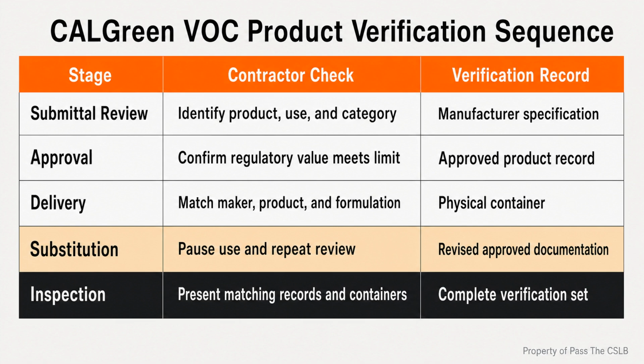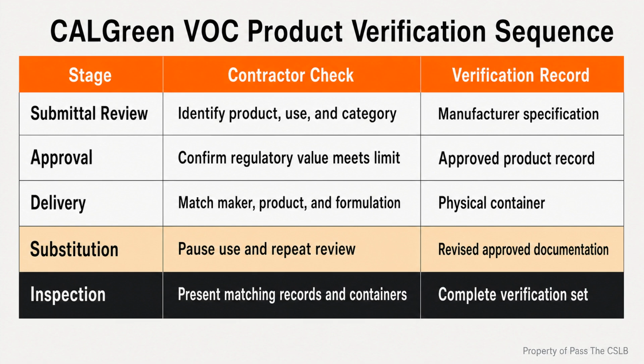I also want you to separate the statewide baseline from local enforcement. For adhesives, sealants, and caulks, the applicable local or regional air pollution control rule can be more stringent. The contractor should confirm the rule that applies to the actual project, instead of assuming that a memorized statewide number settles every job. California Green requires verification when the enforcing agency requests it. The source-backed methods at the heart of this lesson are manufacturer specifications and field verification of product containers. That means the record is not complete merely because someone typed low volatile organic compound into a submittal log.